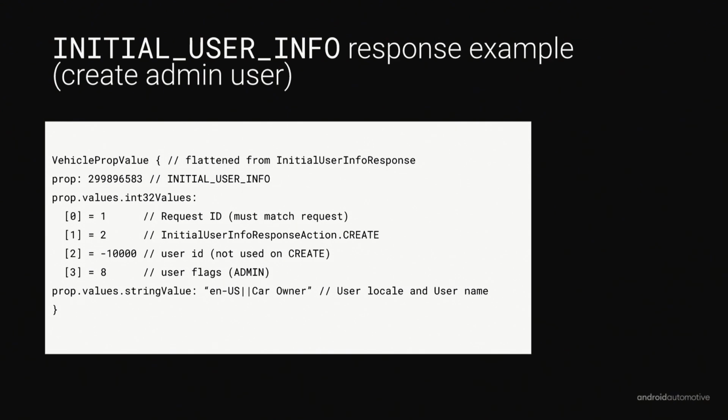Then the next two values are going to be something specifically from the initial user info response. The first is going to tell what action it is, and there's an enum, and create is value 2. And then they have to pass the user ID and flags. In this case, the user ID doesn't matter because it's going to be created by Android, and the flags is going to be 8 because we are setting that's admin.